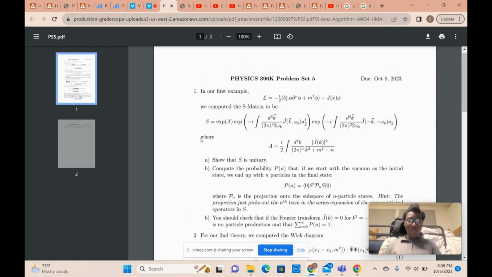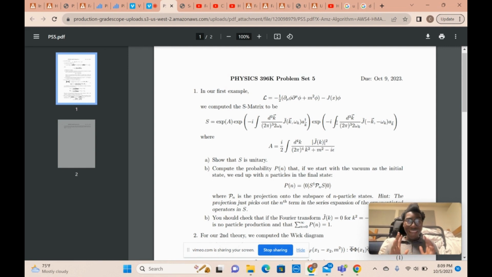This first problem, here we have the Lagrangian for a free scalar field. I say it's free. We have this term over here, but this is just a source term, so it's still a free field. We calculate the S matrix in class, and it's asking for us to show that the S matrix is unitary. What unitary means: an operator O is unitary if O multiplied by its complex conjugate equals 1. So all we gotta do is show that if you just change the sign in front of I and multiply it by itself, you get 1.